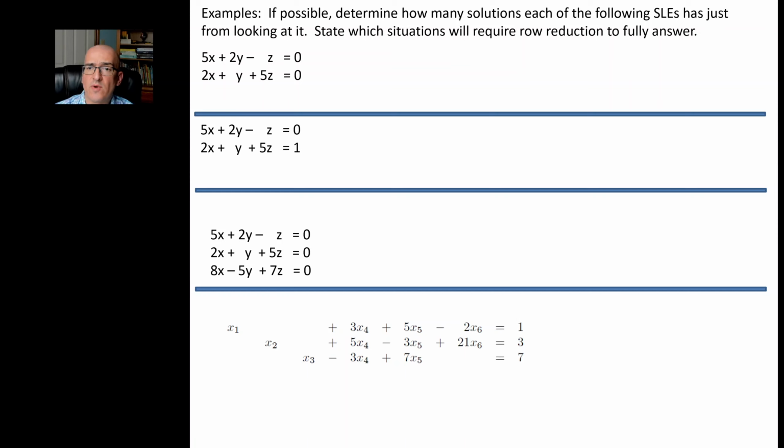So based on what's shown for these examples, we're going to just summarize whether the system has unique solution, family of solutions, no solution, or if we need to do work. So how quickly can we diagnose it? First one is homogeneous. It has 2 equations and 3 unknowns.